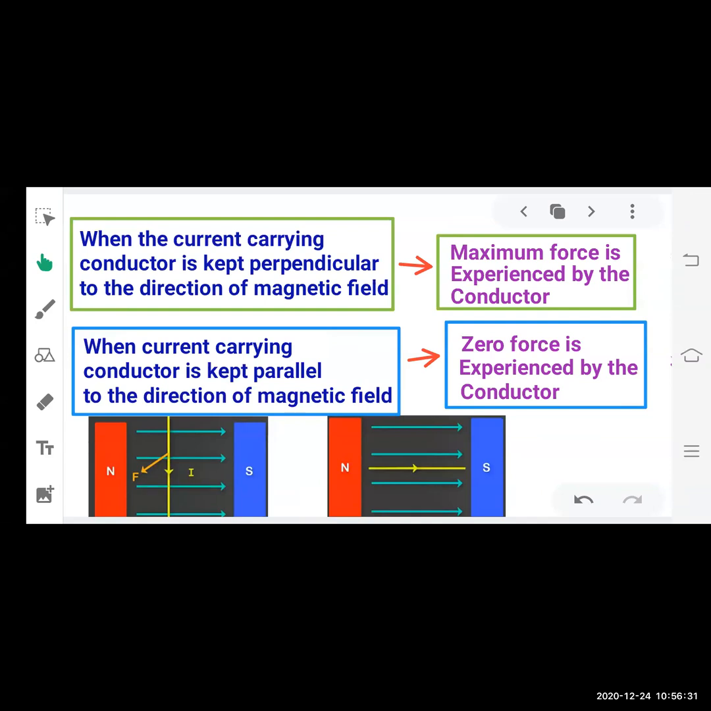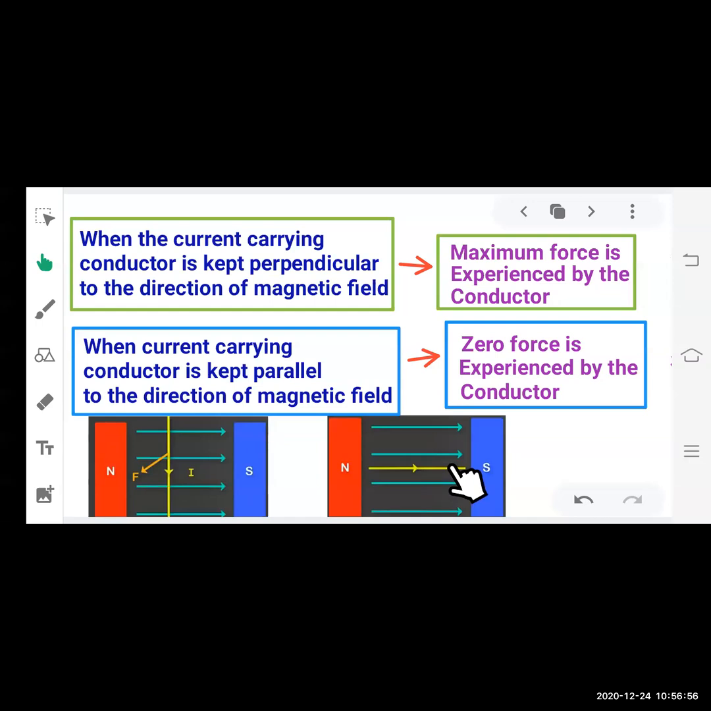On the other hand, in the other picture, the green lines are the magnetic field lines and yellow color is for the conductor. If both are kept parallel to each other, that means the angle between magnetic lines of forces and the current carrying conductor is zero. In that case, zero force is experienced by the conductor. That means the conductor will not experience any kind of force.